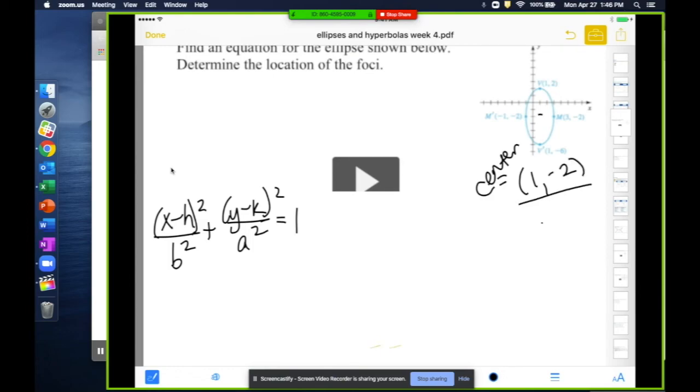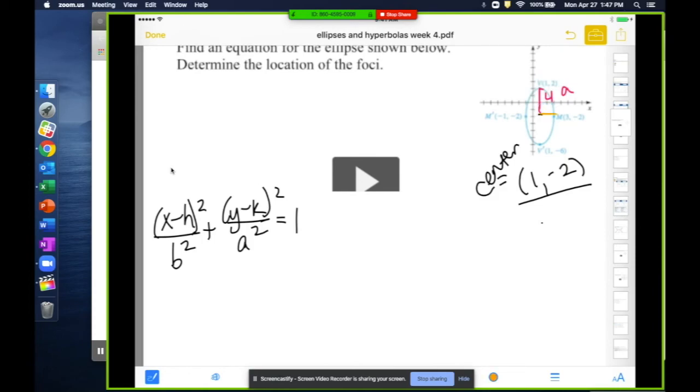Now that I have the center, I can start calculating my a and my b value. Since I know this is a vertical ellipse, from the center to the vertex at the top or the bottom is going to be the distance for a. So it's going to be 4, because I'm going from negative 2 to positive 2. That horizontal distance to the co-vertex is going to be my b value, like I labeled above. So from 1 to 3, that's a distance of 2.